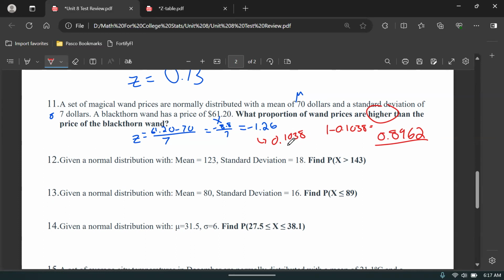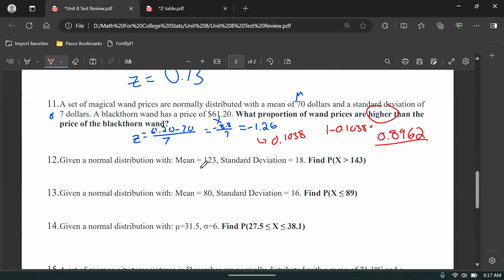You keep the value that you get from your z-table, because all those numbers in the z-table are the lower side, the left side. If it's higher, we have to do 1 minus that amount to find what essentially is the right side, because higher represents the right side of our mark.